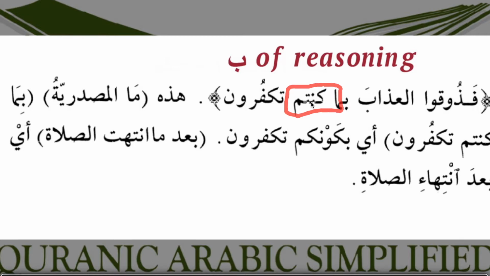Also you need to differentiate, if you go to my previous class, between ma al-masdariya and ma al-mawsuliya. With ma al-mawsuliya, the fi'l which comes after ma will have a maf'ulun bihi connected to the ma, and that gives the meaning of ma mawsuliya. Here, ma plus fi'l on its own gives the meaning of a masdar. So bima kuntum is actually bi kaunikum, and takfurun, so because you were being in the state of disbelief.